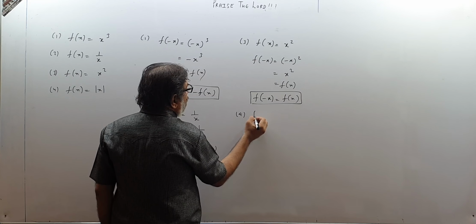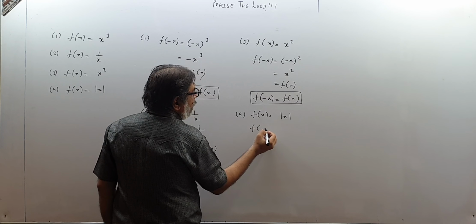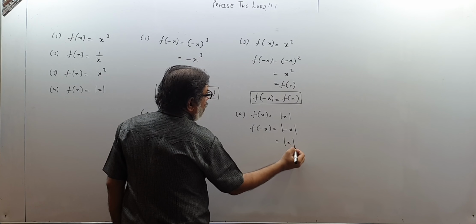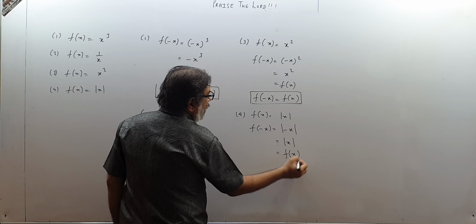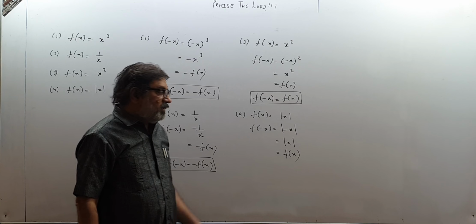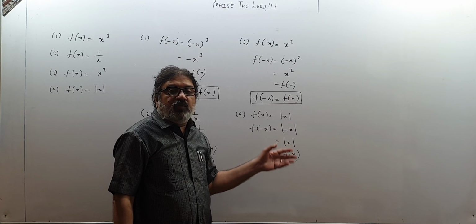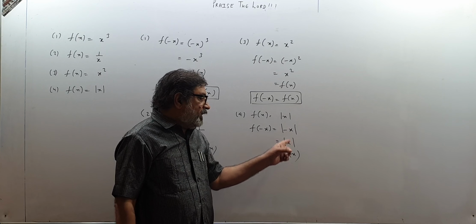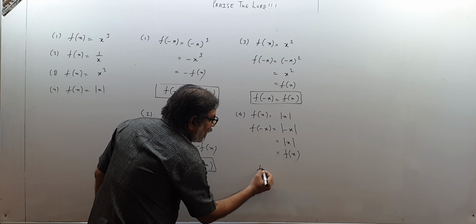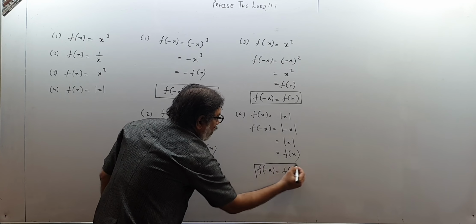What do you think for f of mod x? F of minus x will be mod of minus x, this will be mod x and that will be f(x). Because you know that mod of minus x is same as mod of x. Mod of minus 7 and mod of 7 they are same. Mod of minus 4 and mod of 4 they are same. So mod of minus x and mod x is same. I told you the property also in modulus function. So here again I am finding that f of minus x is f(x).